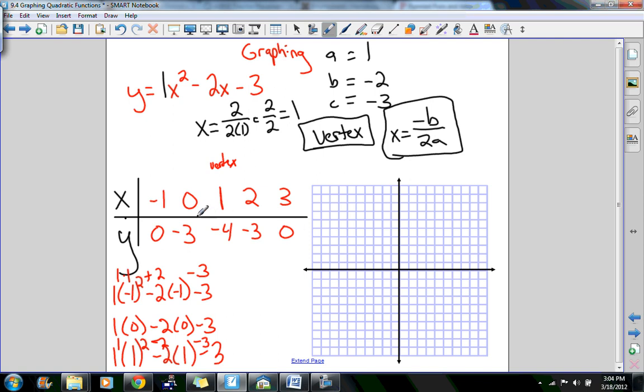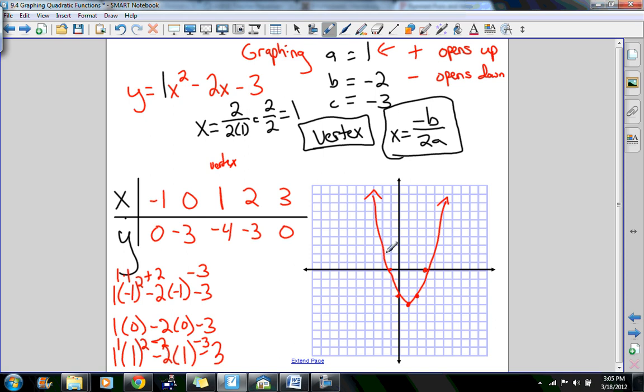Noticing a really interesting pattern, but first we have to graph it. So it ends up here, here, here, here, and here. If we graph it, we'd be like this. Couple things that are important. The A value determines how it opens. So positive A value means it opens up, like this one, like a U, and a negative A value means it opens down, like a rainbow. So ours, because our A value is positive, our graph opens up.